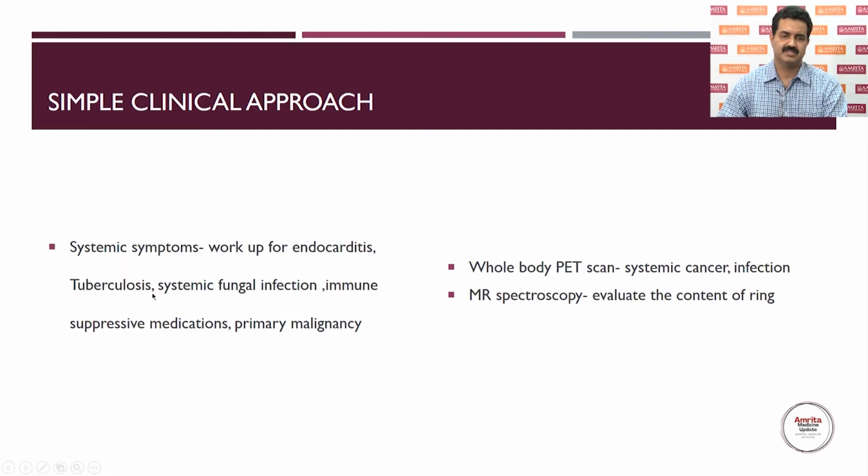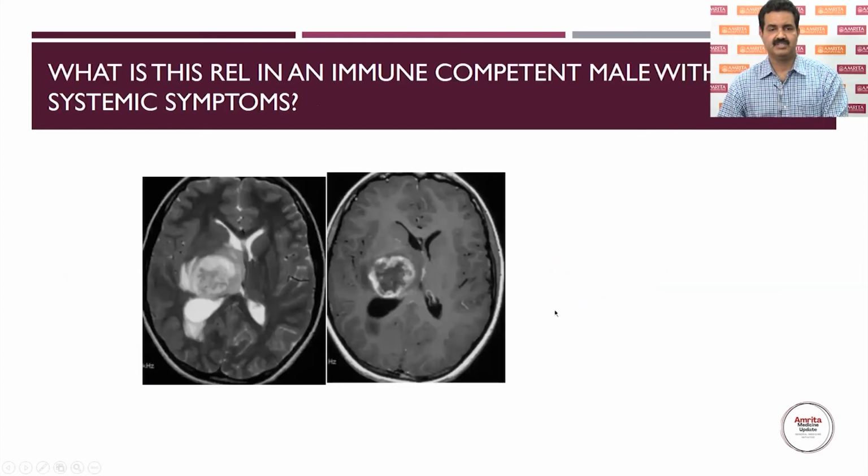So that is endocarditis. And tuberculosis we know, and systemic fungal infection, a propensity for fungal infection, and sometimes the patient may be on immunosuppressive medications, or the patient may have a malignancy. So a whole body PET scan will help us to uncover the hidden infections like a subdiaphragmatic abscess, a pelvic abscess, or other things. And MR spectroscopy will give us an idea about the content.